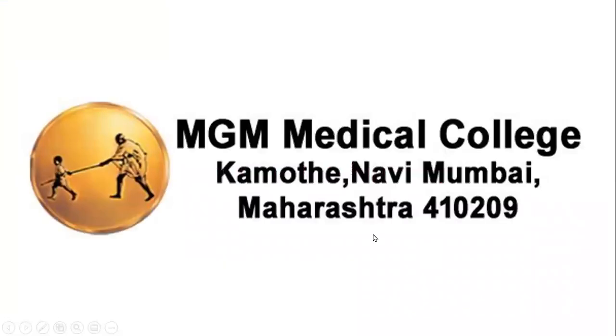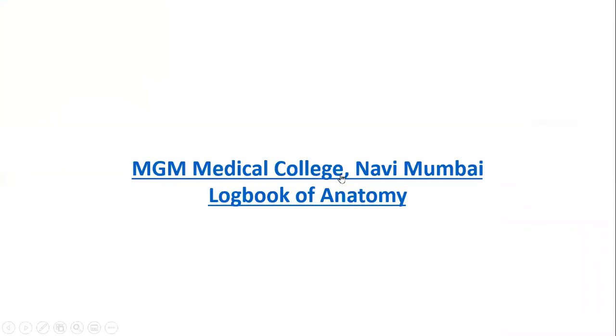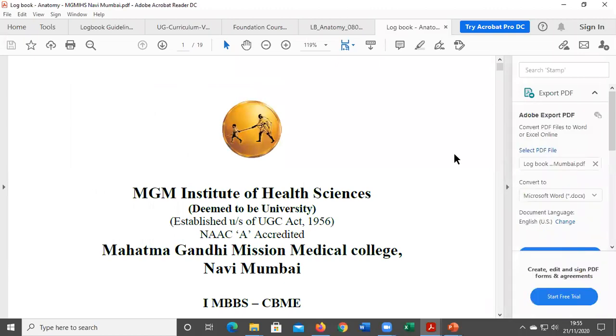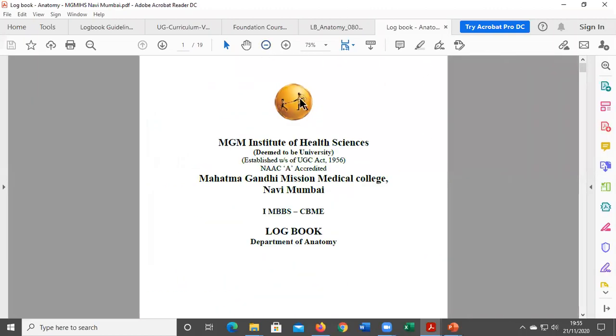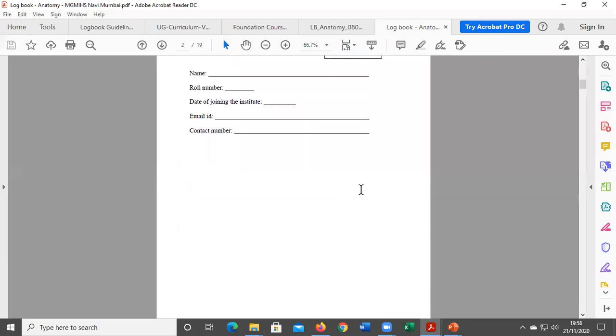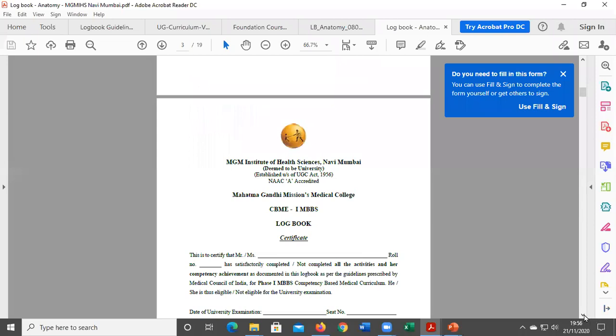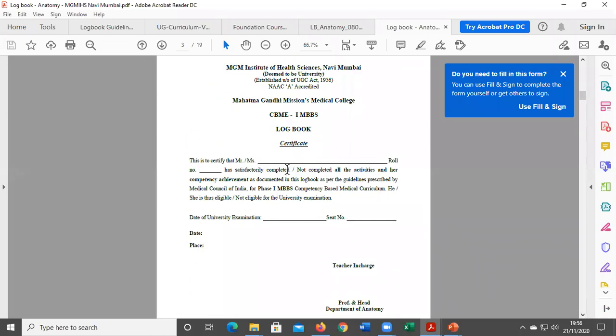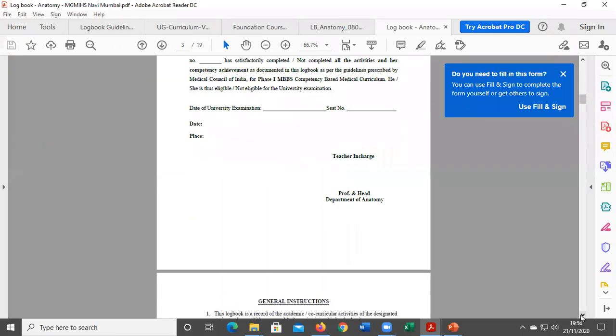And then there is MGM Medical College, Navi Mumbai. We'll look at what they have prepared. Again, this is the first page, students' personal details, then a certificate page: satisfactorily completed or not completed, and competency achievement as documented, whether the student is eligible or not eligible for the university examination. So teacher in charge and head of the department of anatomy.